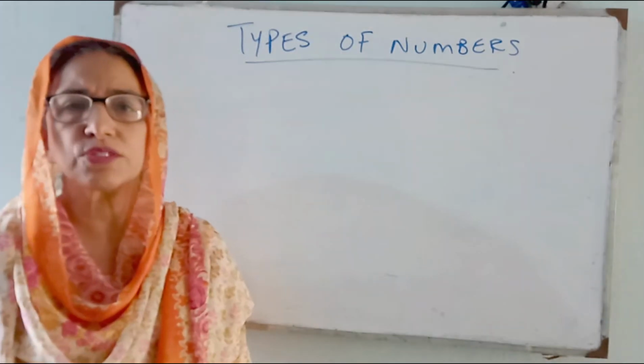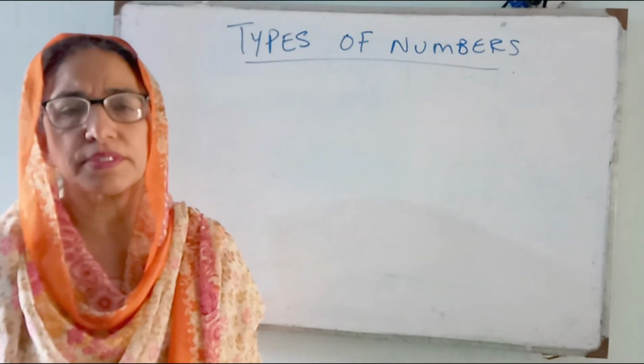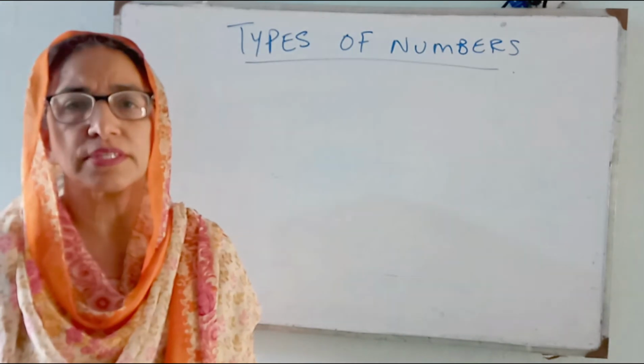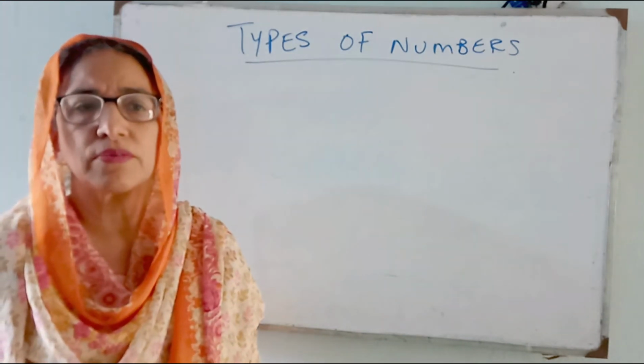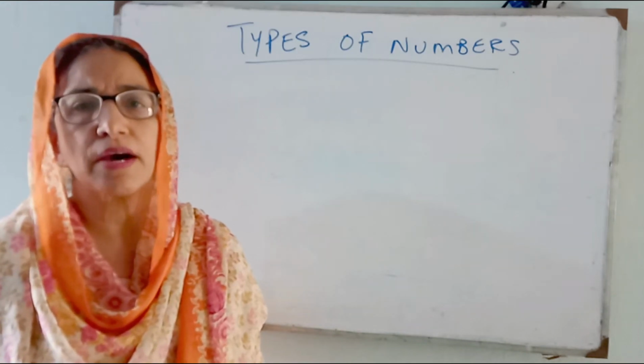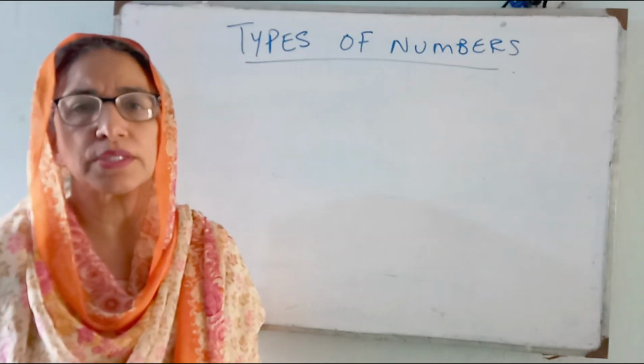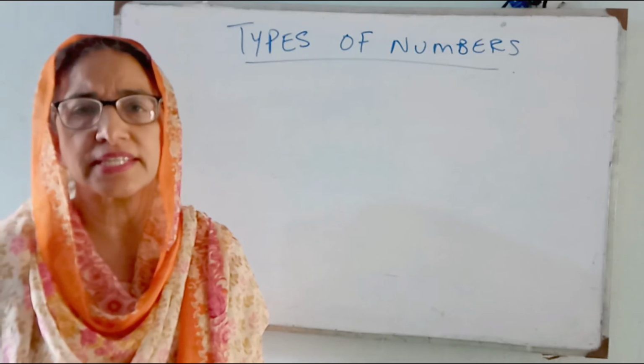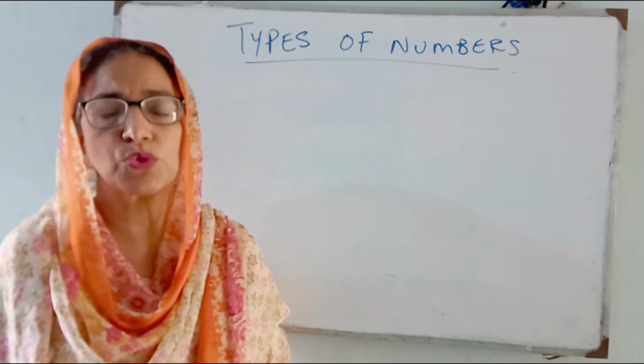People, today our topic is types of numbers. Now we are going to study different types of numbers. For example, all of you must be aware of counting. The counting is 1, 2, 3, 4, 5, 6, 7, 8, 9, 10 and so on.